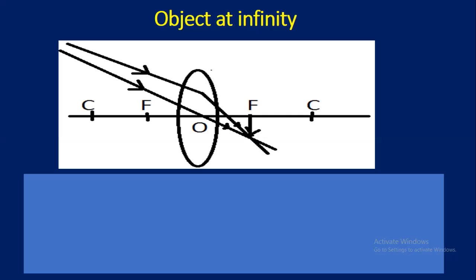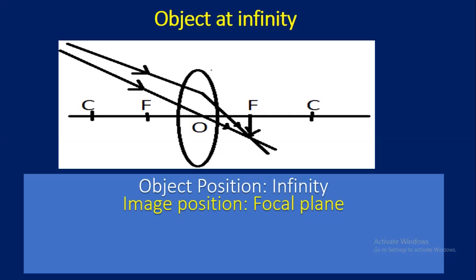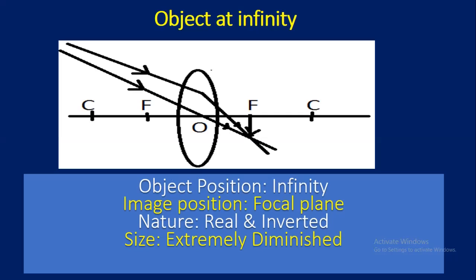By using these rules we can identify the position of the object. Here if the object is at infinity, then this is the condition for the formation of the image at the focal point. The object position is at infinity, and the image will be formed at the focal plane, and the nature of the image is real and inverted, and the size of the image is extremely diminished. These are all the information for this condition if the object is placed at infinity. And here the magnification is nearly 0.